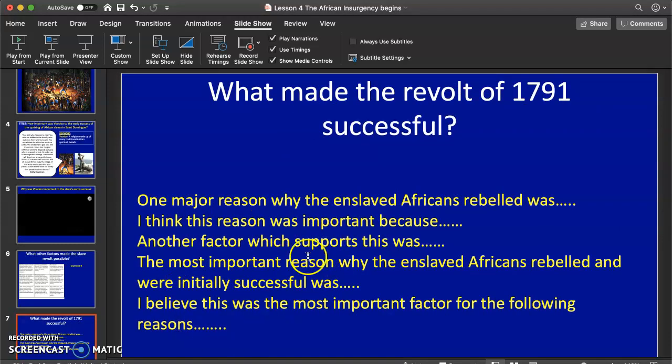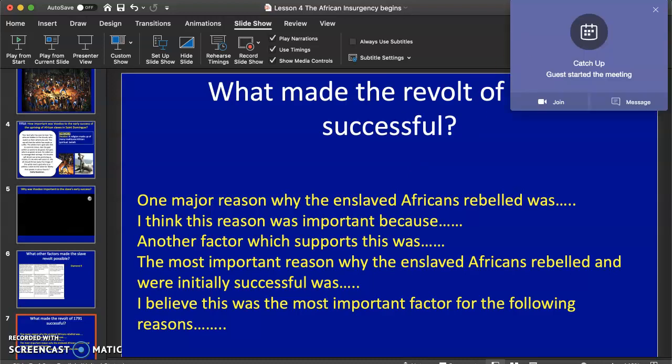Now, these are just sentence starters to help you, but I want you to consider at least 2 or 3 factors why the slave revolt 1791 was successful. Use some of your own knowledge, draw on other ideas that you have, and this really should take up the best part of a page or so.